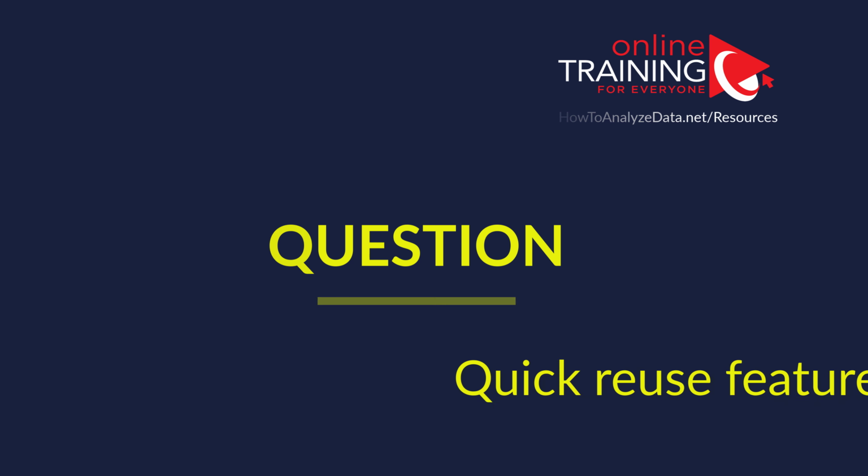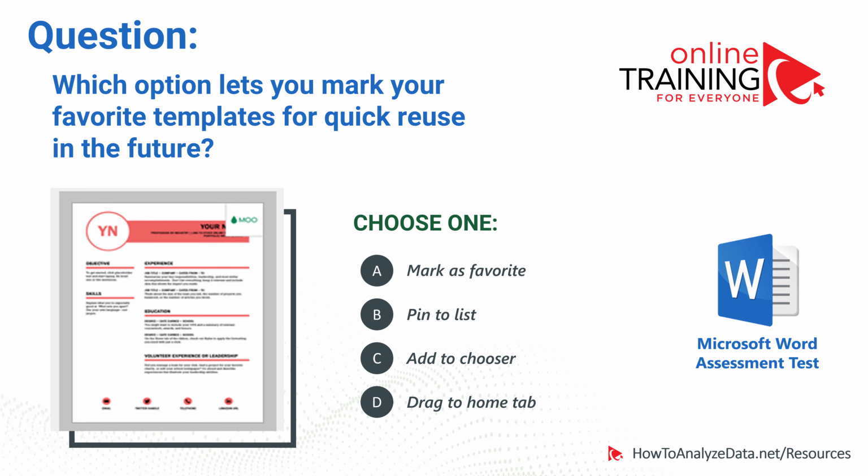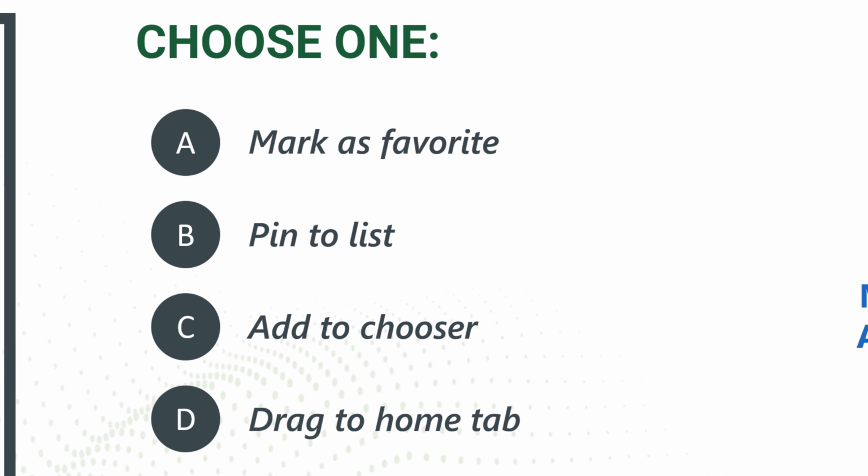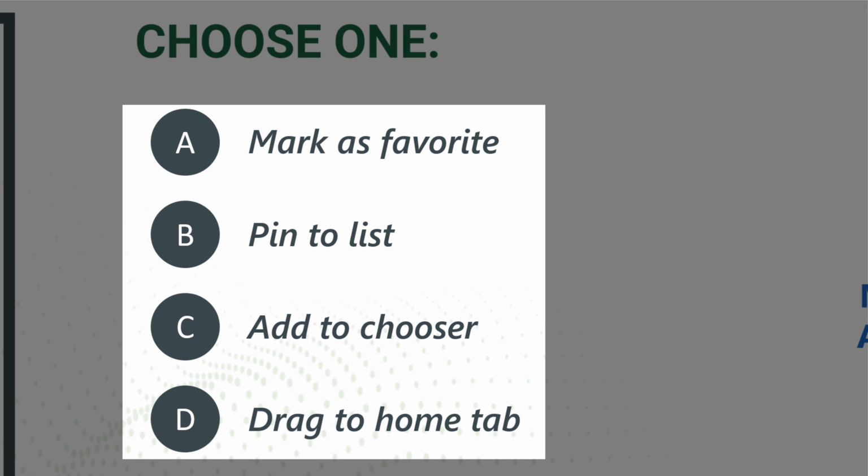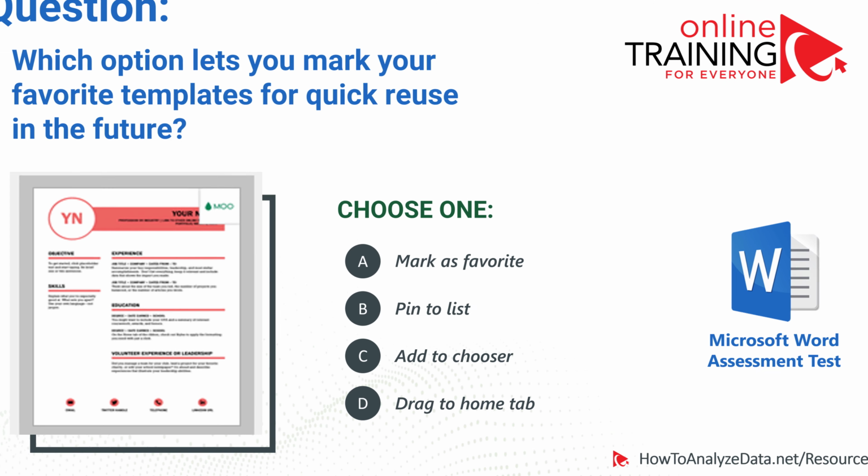Let's look at the question which we frequently see as part of Word assessment tests. Which option lets you mark your favorite templates for quick reuse in the future? And there are 4 choices: mark as favorite, pin to list, add to chooser, drag to home tab. Which one do you think is right here?